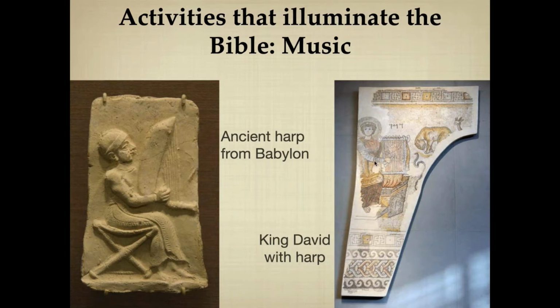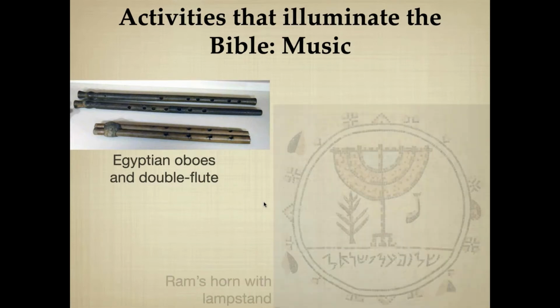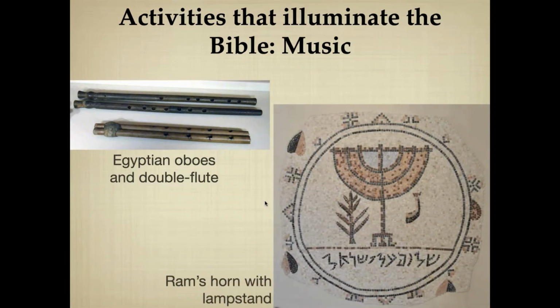So with the harp, rather, not the playing the harp. And here's some examples of actual Egyptian oboes and double flutes, where they would play two flutes, having both of them in the mouth, and you see pictures of mosaics of musicians playing flutes. And here I have to show this picture.